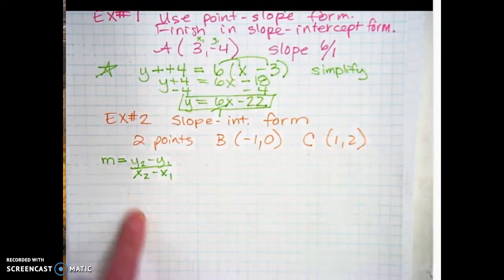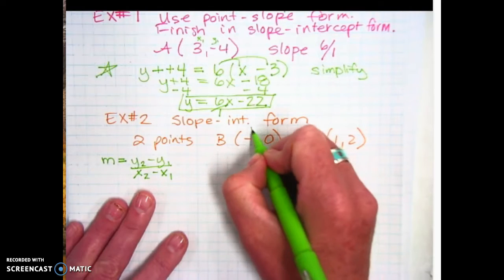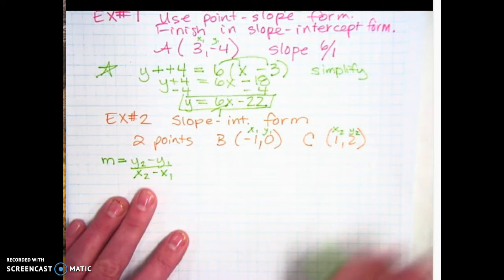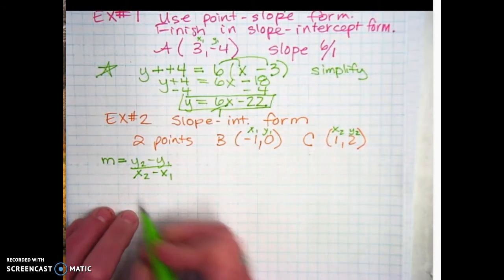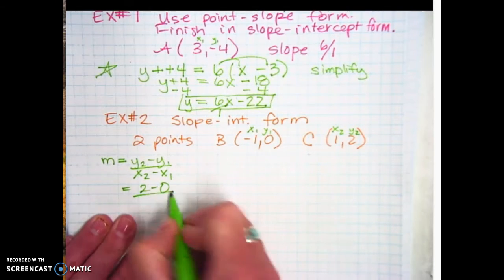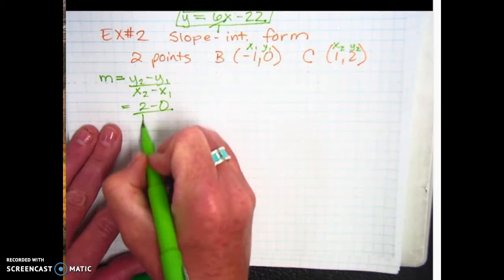All right, so you're going to take the 4 numbers from these 2 points. So here's your x1 and your y1. Here's your x2 and your y2. And you want to make sure you plug them into the correct spot. So you're going to have 2 minus 0 in the numerator, and then you're going to have 1 minus negative 1 in the denominator.